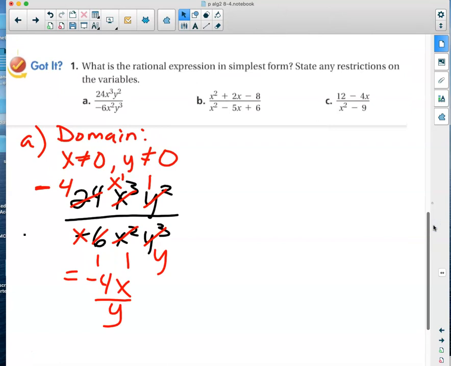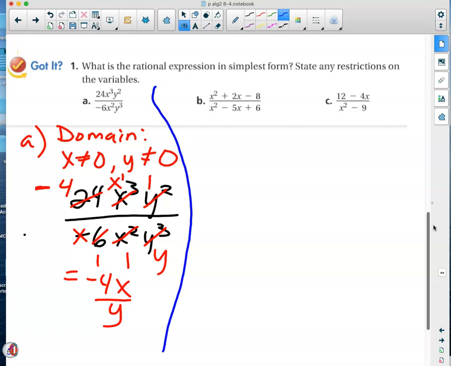Alrighty. Is B the same type of problem as A? No, got to do some factoring, right? Because we see our quadratics up there, our x squareds. Let's see. No greatest common monomial factors. Negative 8 and positive 6 are not perfect squares. We're doing a lot of good old-fashioned factoring today. So please give me the 2 numbers that are going to make our numerator work up there.